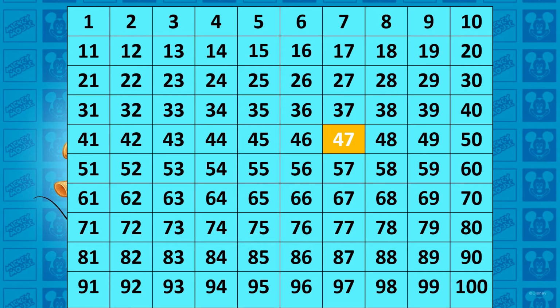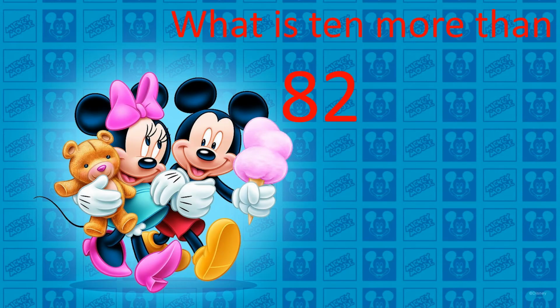Here we have marked down the number 47. 10 less than 47 is also known as 47 minus 10. We know that 47 minus 10 gives us 37. So now we know that 10 less than 47 gives us 37. Let's go to another question.